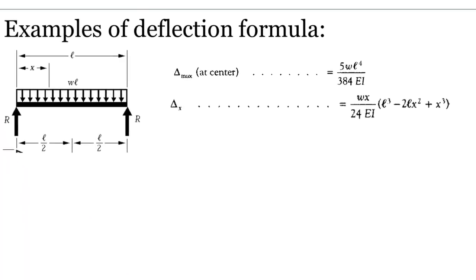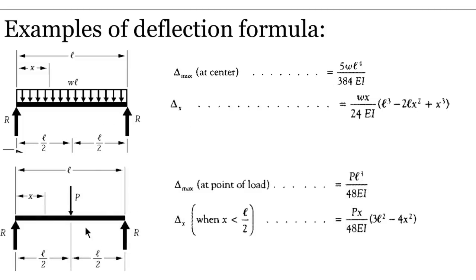Let's take a look at examples of deflection formula. Okay, this is a simply supported beam. Delta max at center or at midspan is 5wL⁴/384EI, and if you want just to find the deflection of the beam at any distance x from left to the right, not necessarily the midspan, you apply the second equation.